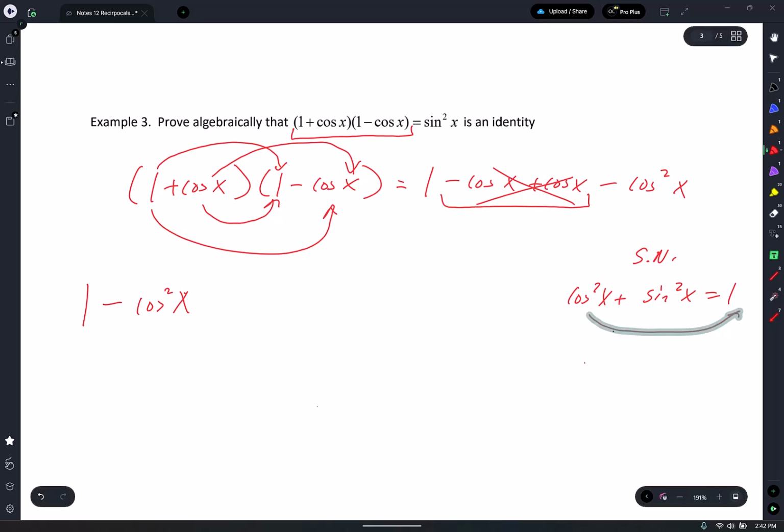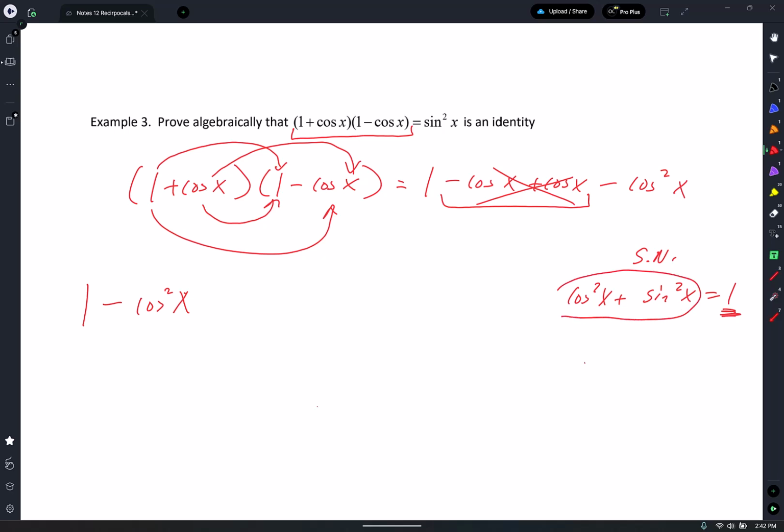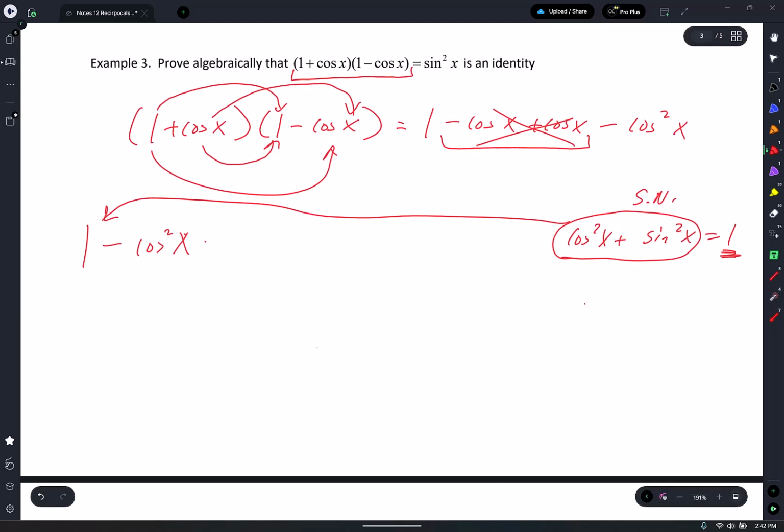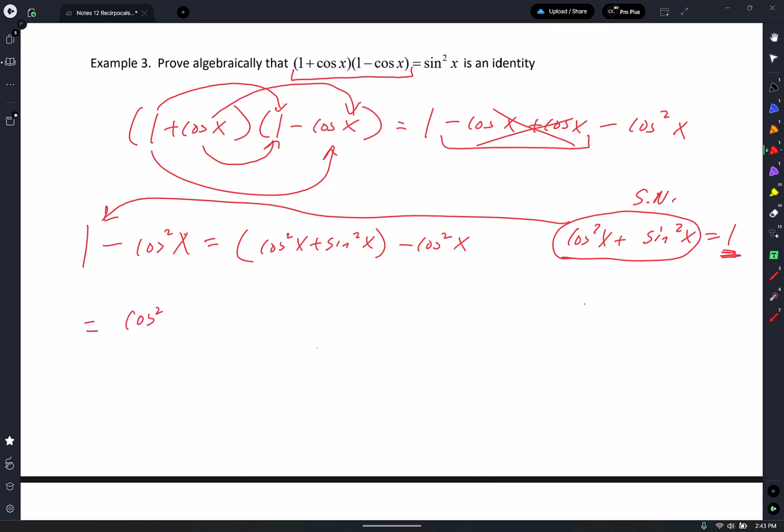But with us, you see how this equals 1 already? So I can insert all this for 1. Do you guys see that? So I'm going to write equals, parenthesis, cosine squared x plus sine squared x, close it, minus cosine squared x. There's nothing in front of the parentheses. If there was a negative, you would have distributed that. So you can just drop it: equals cosine squared x plus sine squared x minus cosine squared x. What's going to cancel?